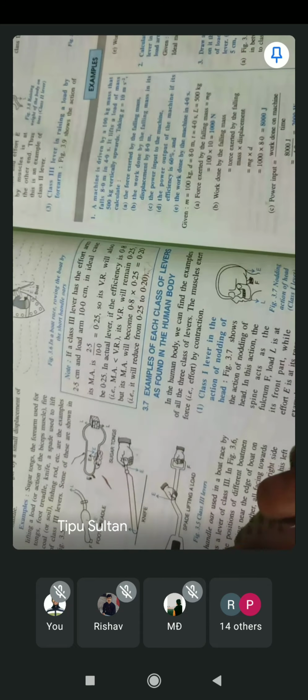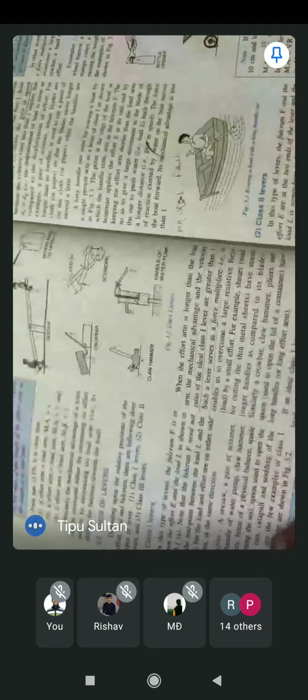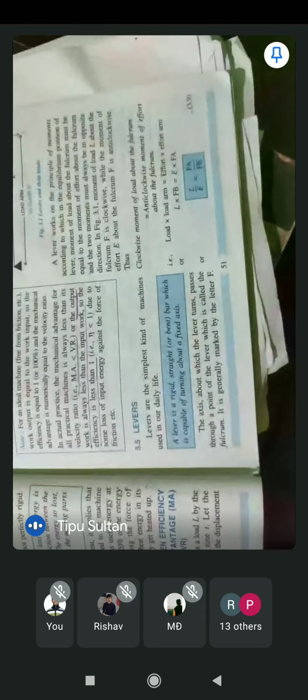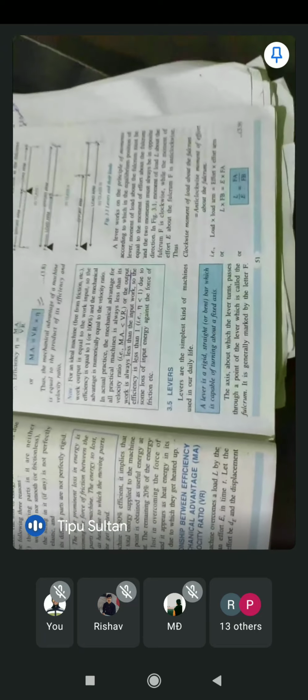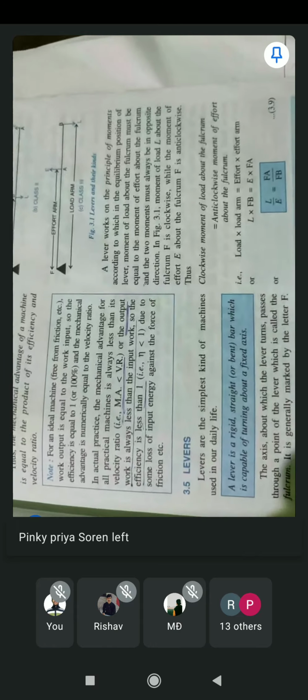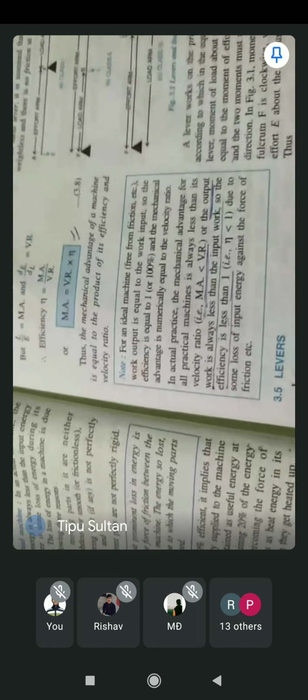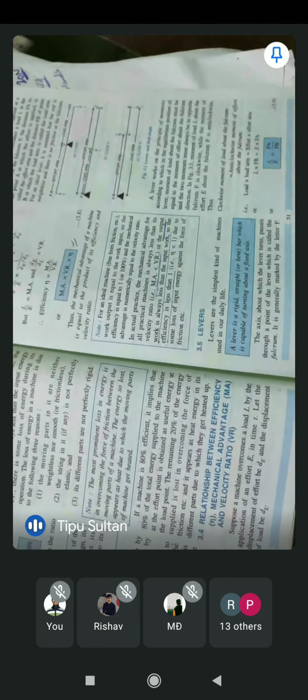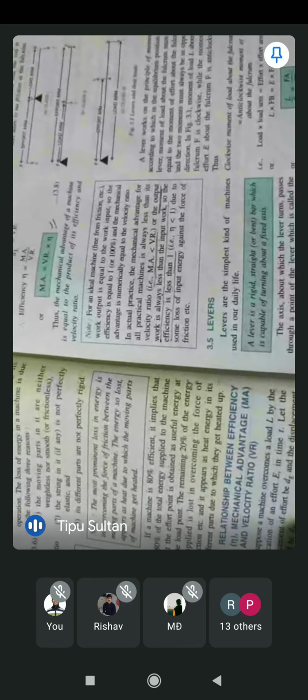And mechanical advantage, and load and effort, we will discuss the rest of the things in our next class, because these are technical terms. Don't forget about this.